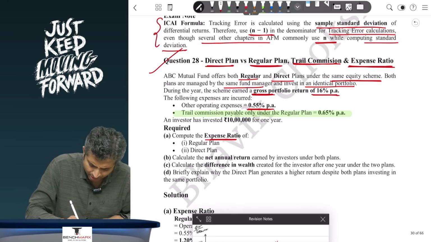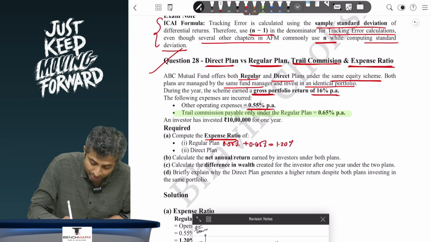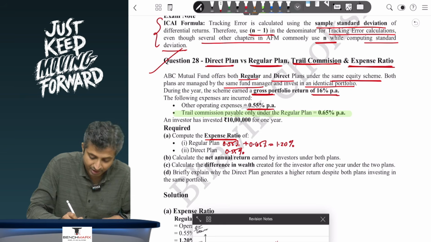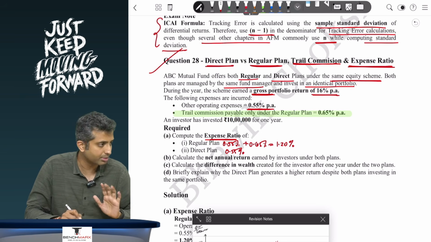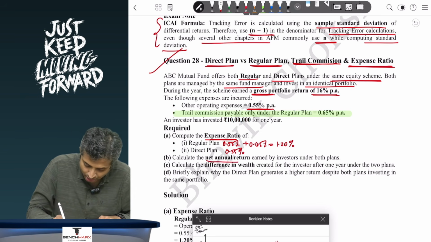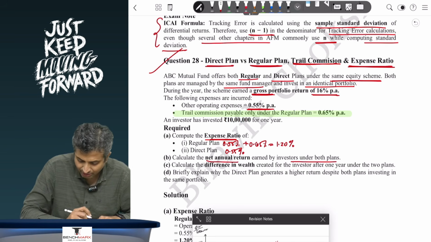Well, on the regular plan there will be 0.55% plus 0.65%, so 1.2% will be the total expense ratio for the regular plan, and for a direct plan this will only be 0.55%. There will be no further trail commission to be paid. Calculate the net annual return earned by the investor under both the plans.